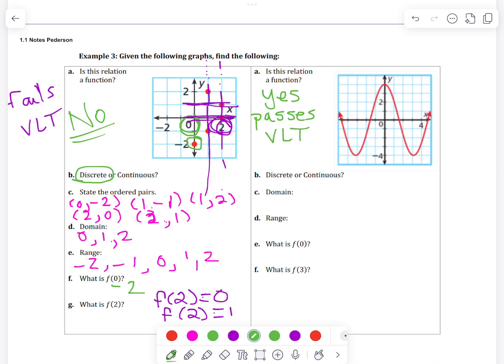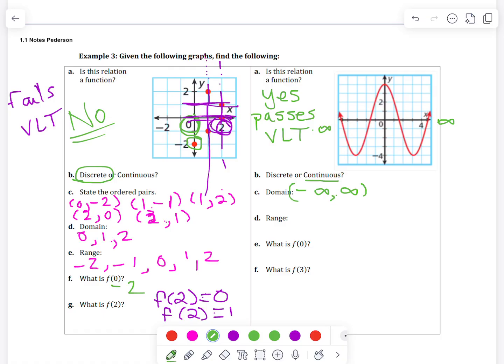Is it discrete or continuous? It's continuous because all of these points touch. They connect. The domain is going to be your x values. So the domain starts at negative infinity way over here and stops at positive infinity. So it's negative infinity to positive infinity.